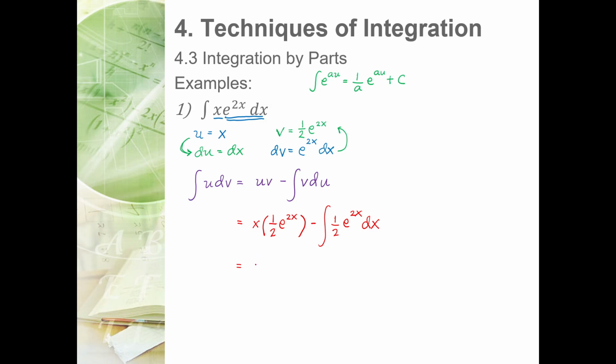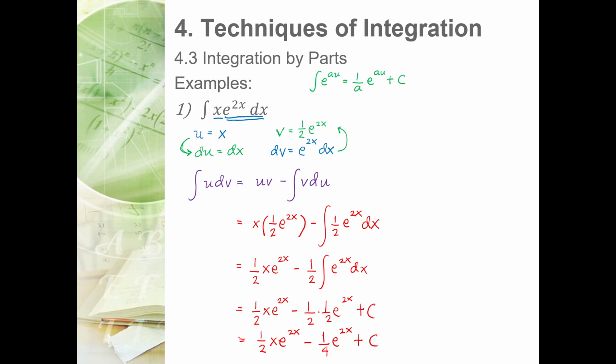So simplifying further, we have 1 half x e raised to 2x, then getting the constant outside, we have the integral of e raised to 2x dx. So notice that the integral on the right side can easily be integrated since we have the basic formula. So the final answer for this one is 1 half x times e raised to 2x, minus 1 half times 1 half e raised to 2x plus c. So you're going to have 1 half x e raised to 2x minus 1/4 e raised to 2x plus c. So this is one possible answer for your final answer.